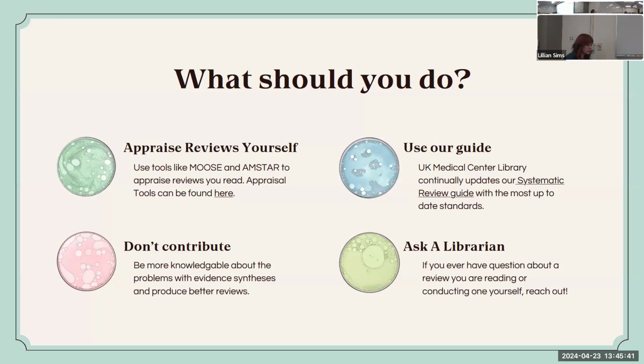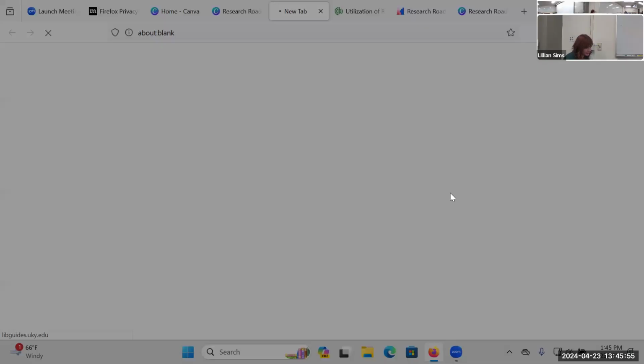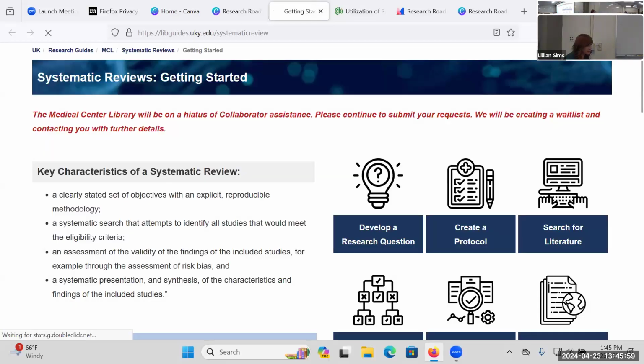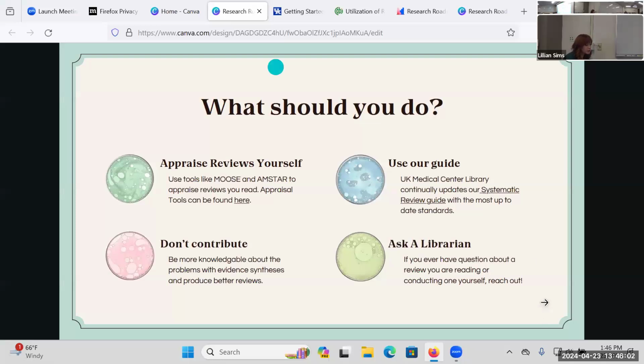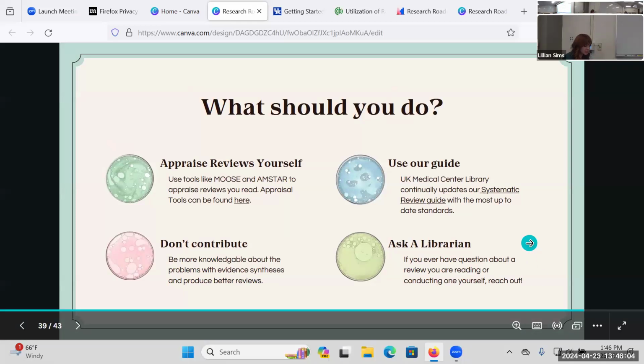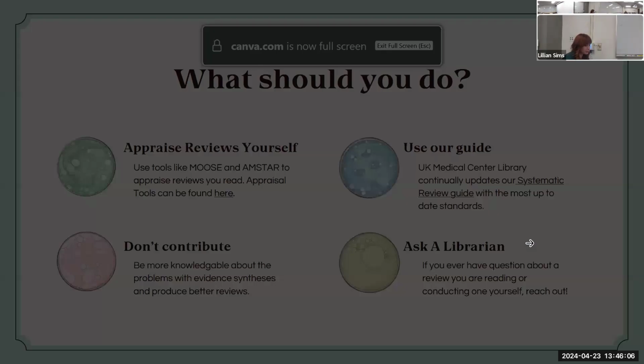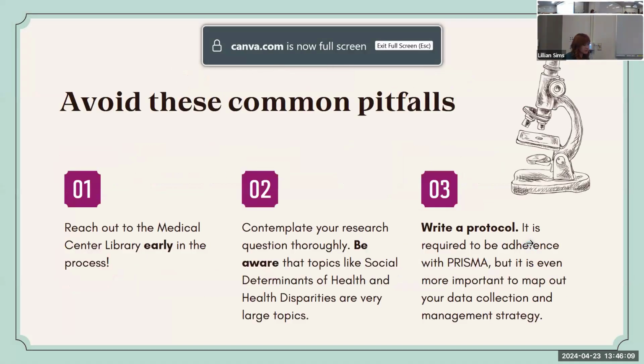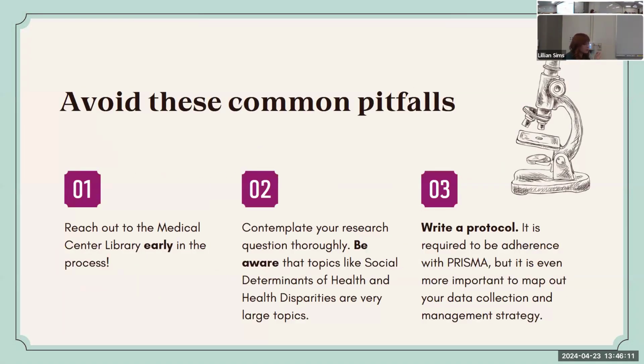If you're interested in doing one of these evidence syntheses, consider this whole presentation and seek out people who are experts in this area. We have a guide that's available. I also have the link here, so you can go there. And I'll come back and go over this a little bit in a second if I have some time. There are hours' worth of tools and resources there. Ask a librarian, reach out. We're happy to help you. And then avoid these common pitfalls. Reach out to the medical center library early in the process.